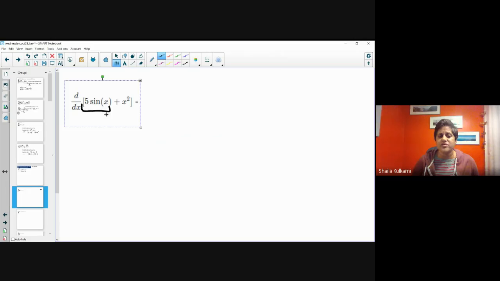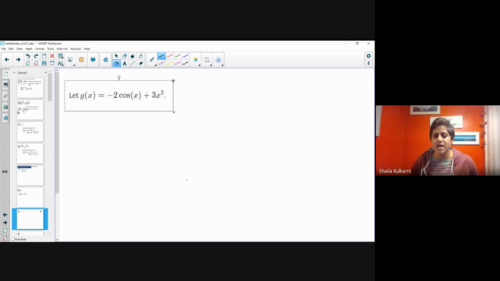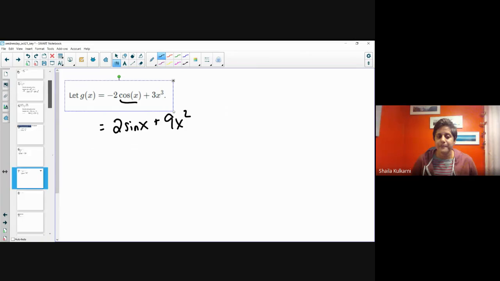What's the derivative of sine again? It is cosine x. What is the derivative of x squared? It is 2x. Let's go to the next one. Oh, what's the derivative of cosine, ladies and gentlemen? The derivative of anything co is negative. So negative 2 times negative sine, this is going to become a positive 2 sine x. And then using the power rule on this guy, we get 9x squared.